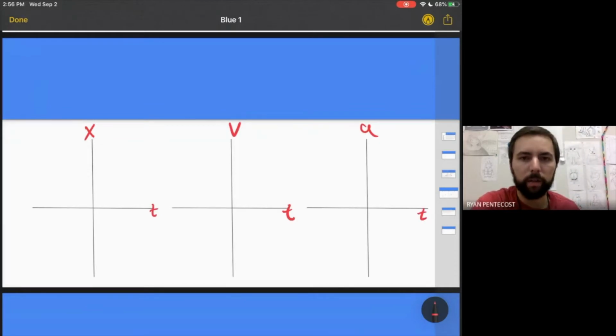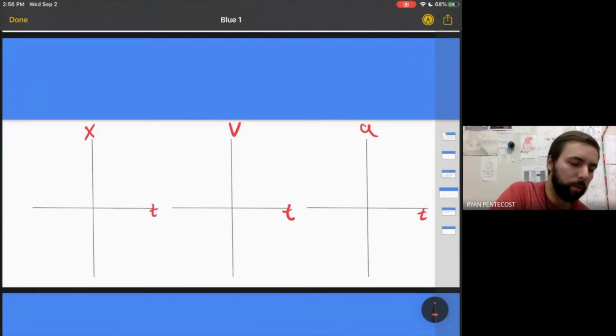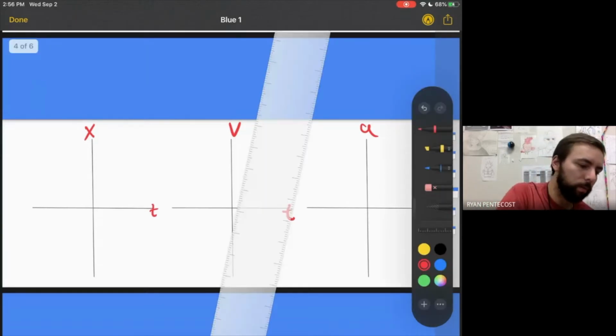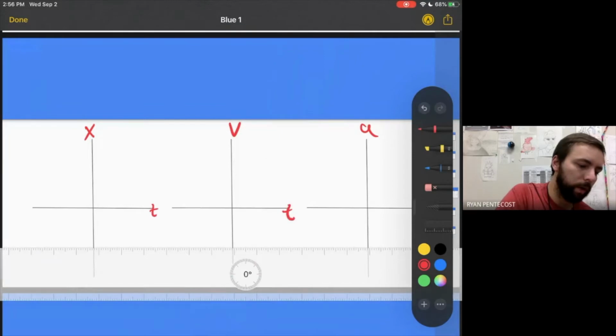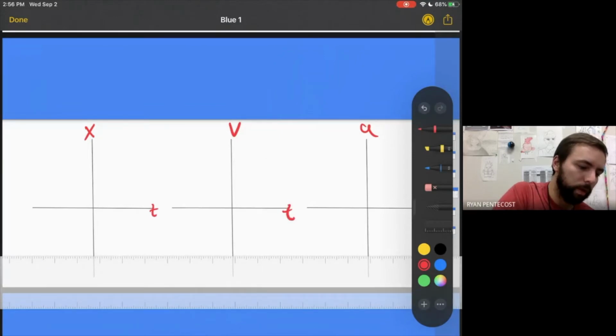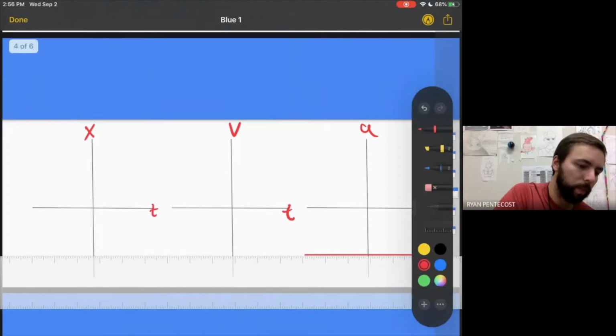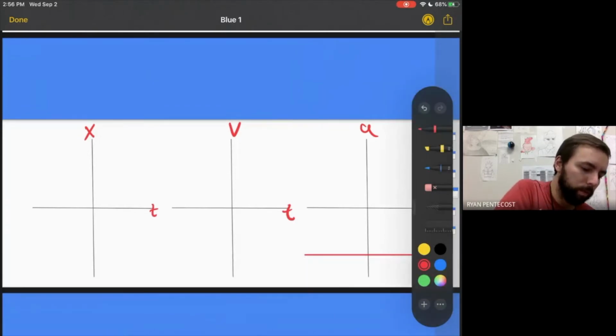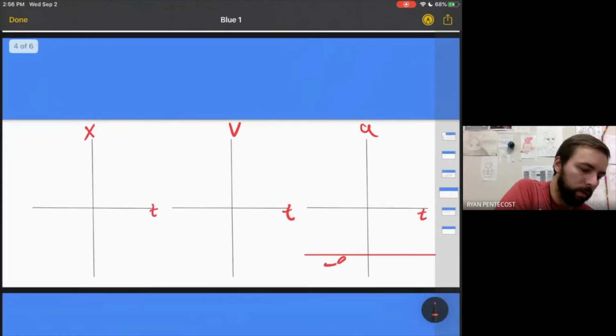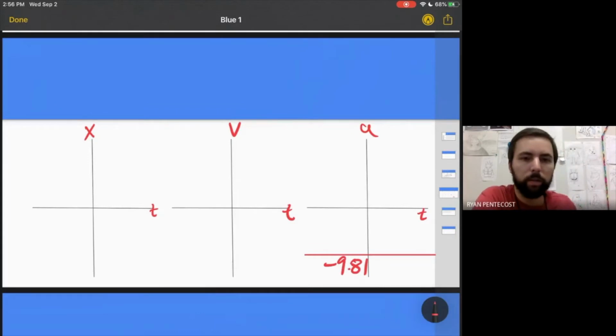Now we have constant acceleration to use these kinematics, right? If the acceleration is constant, we know that it is negative 9.81. We can bust out a ruler and just give us a negative acceleration there. Bingo. So we will call that negative 9.81 for our acceleration, because it is going to be a constant acceleration under free fall.